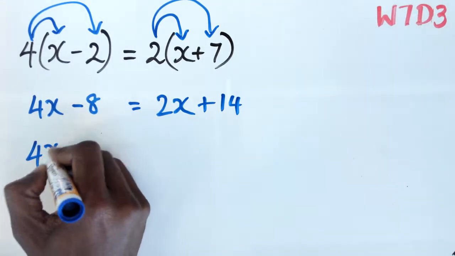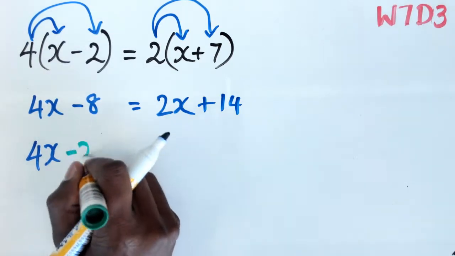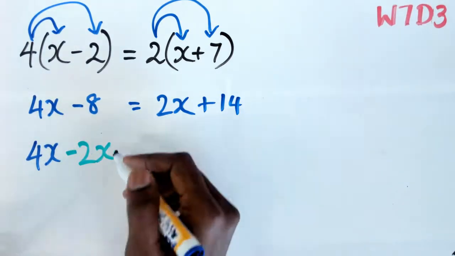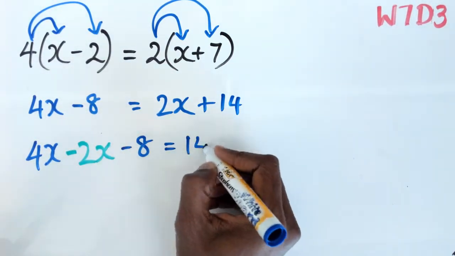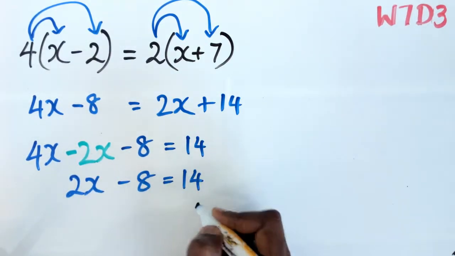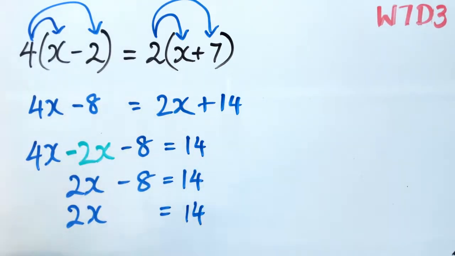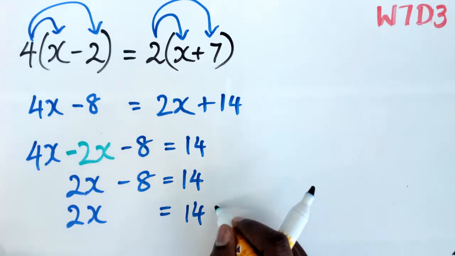So I'm going to bring in 2x from the right-hand side to the left-hand side. When I do that, it'll become minus 2x, minus 8 equals 14. So what I've got is 2x minus 8 equals 14. And then 2x is equal to 14. And when I bring negative 8 from the left-hand side to the right-hand side, it becomes plus 8.